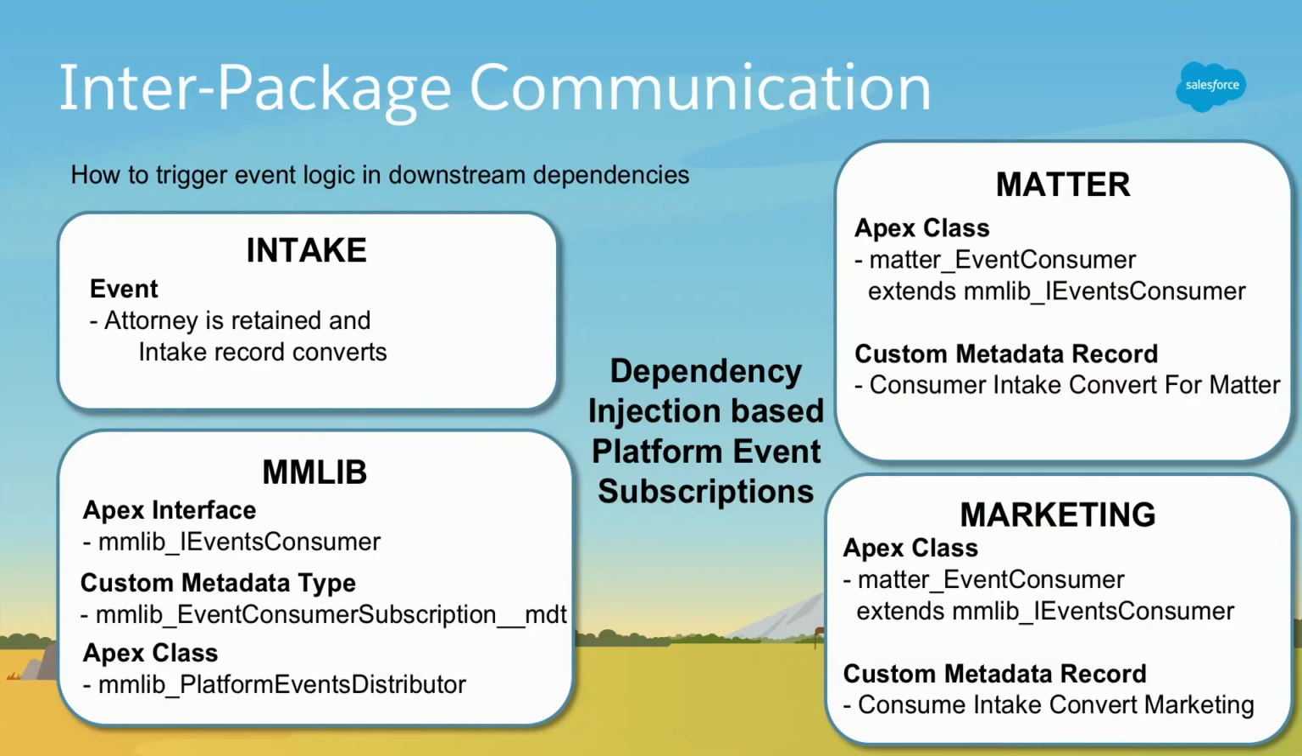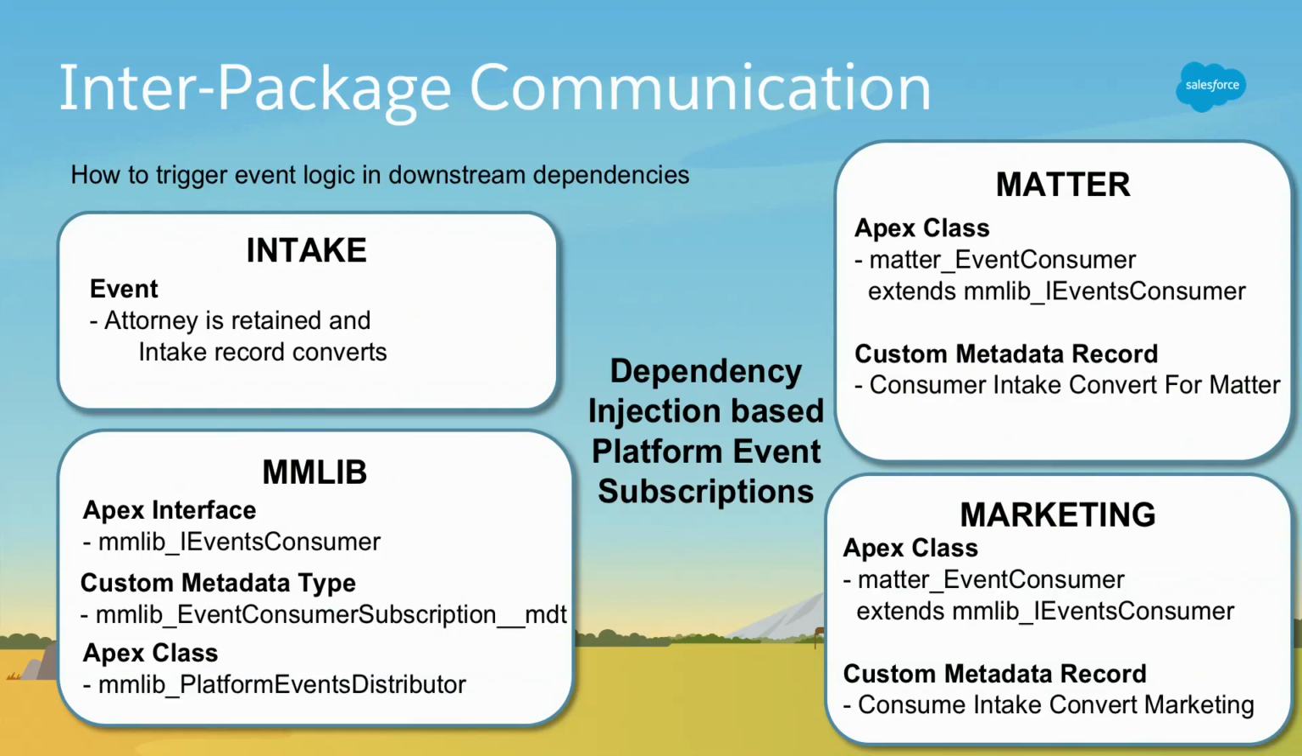So in the matter side, we added an Apex class. This is our event consumer class. He extends, or actually that should be implements, my apologies. It's an interface. He implements the interface event consumer. This is the logic we want to be handled when the event comes down.